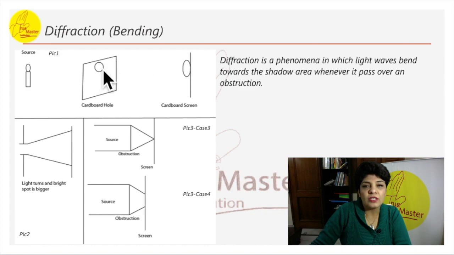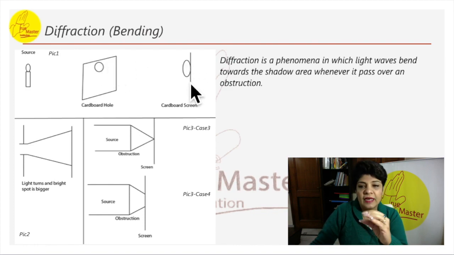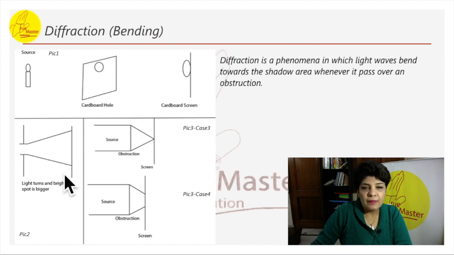It hasn't gone just straight. It will bend a little, and this impression of the light will be bigger. To clarify this further, if this was the cardboard, instead of light going straight, you must have observed with a torch as well, light actually spreads like this. So this bending is called diffraction. The bending of the light is called diffraction.